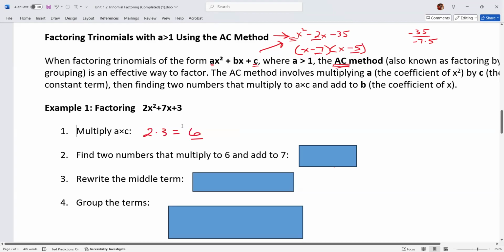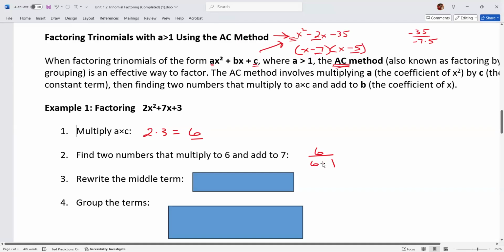The rest of this is really a combination of what you already know. Once we have determined A times C is 6, we're going to do the same thing we did with trinomials. We're going to look for numbers that multiply to this value 6 but add to the B value, in this case, the 7. We can see that 6 times 1 is 6, 6 plus 1 is 7. So this is the combination we're going to use.